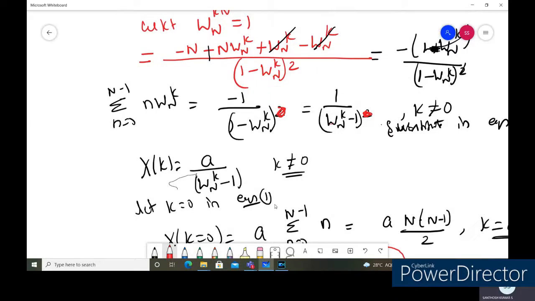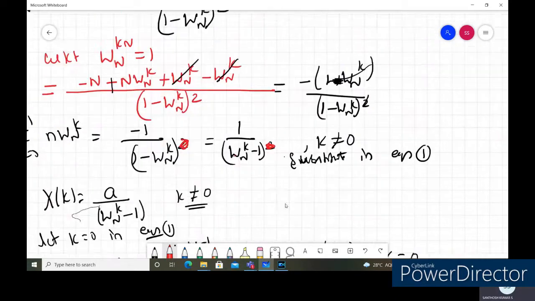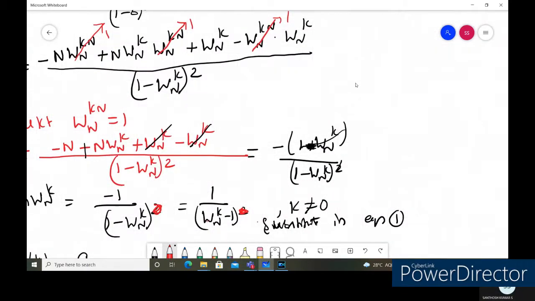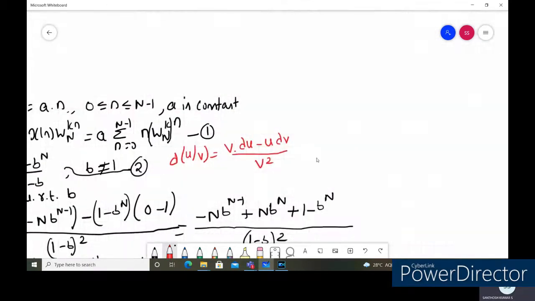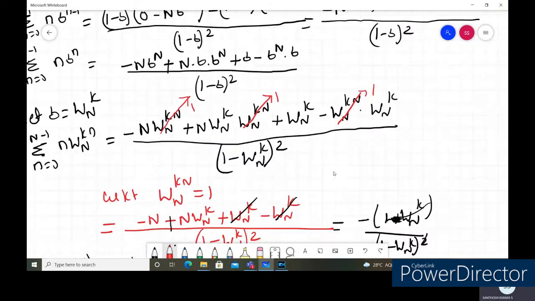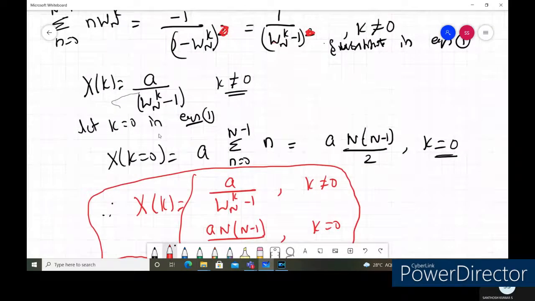Now let us substitute k is equal to 0 in the equation 1. So this is the equation 1. In the equation 1, we'll substitute k is equal to 0. So if you substitute k is equal to 0 in this equation, omega to the power of 0 is nothing but 1. 1 multiplied by n, so we'll get n here. Now we know the summation of n with finite sums will be equal to n into n minus 1 divided by 2. So this is for the case k is equal to 0.